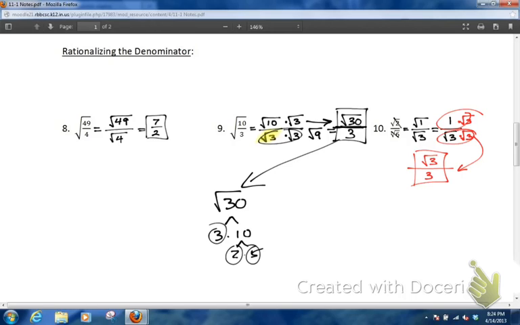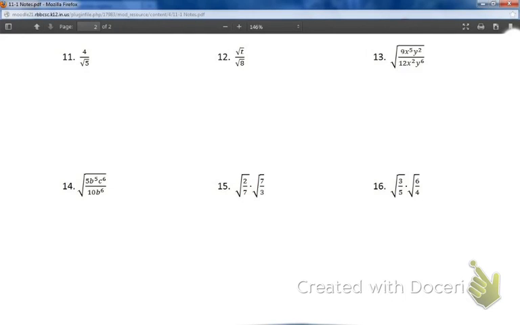So there's a quick warm-up on it. Obviously there's going to be much more to this little part, so let's just move right into it and talk about number 11. Alright, so number 11 here, 4 over the square root of 5.